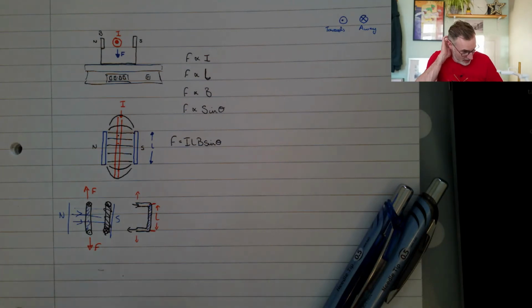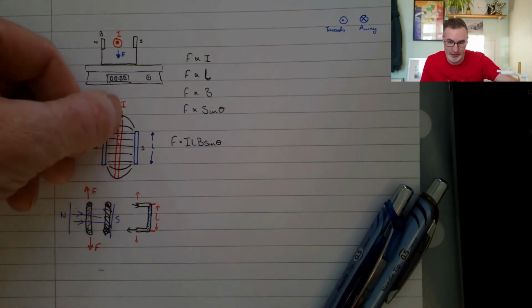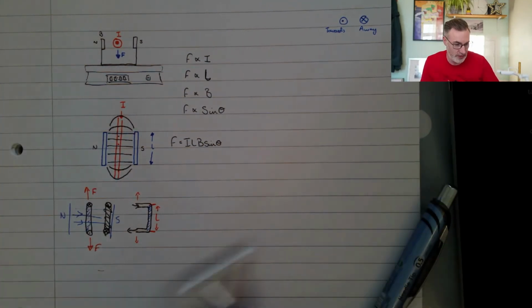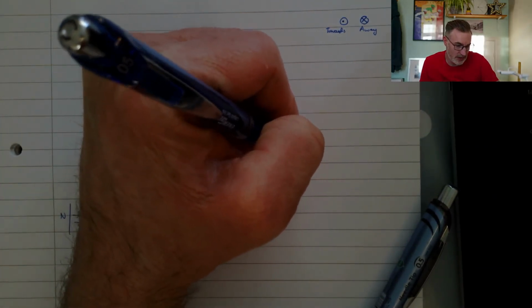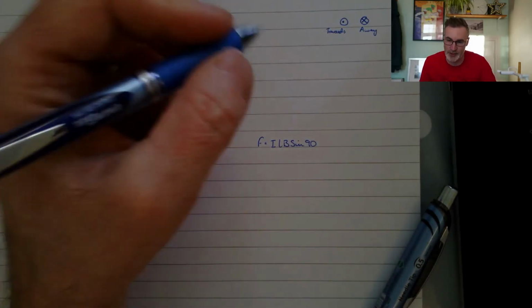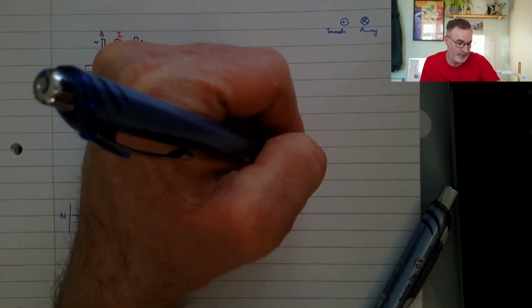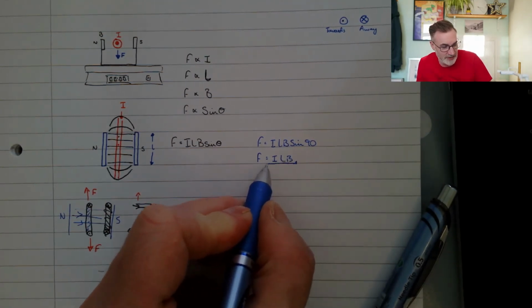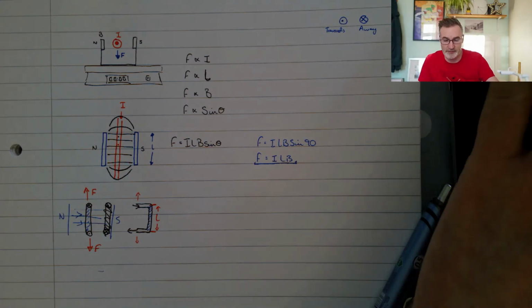Now, in all of these cases, unless we're varying sine theta, if it's coming perpendicular at 90 degrees through the field, then we're going to have F is equal to ILB sine 90. Sine 90 is obviously just 1, and so sometimes you'll see this formula as just ILB. This is just a simplified version of the formula for occasions where it's coming through perpendicular to the magnetic field.